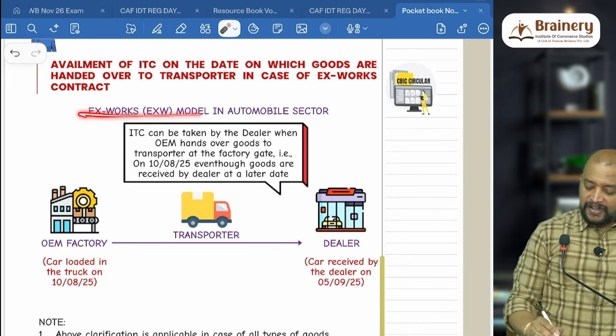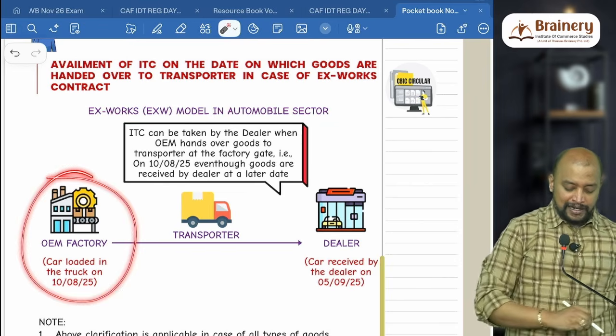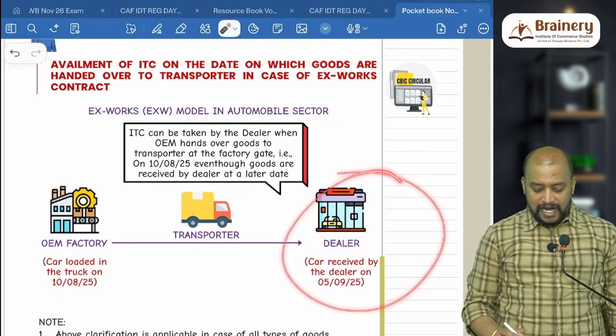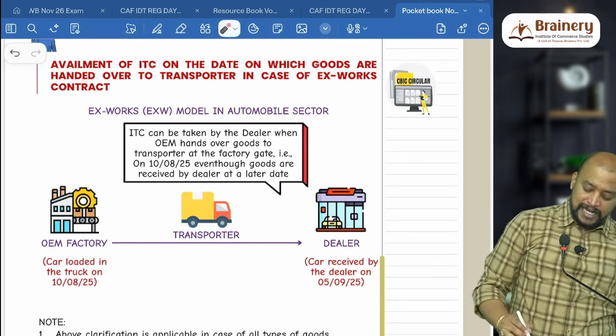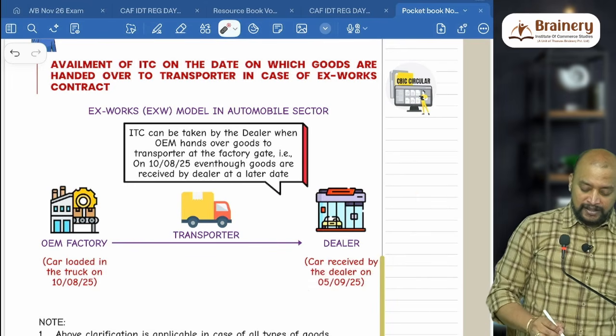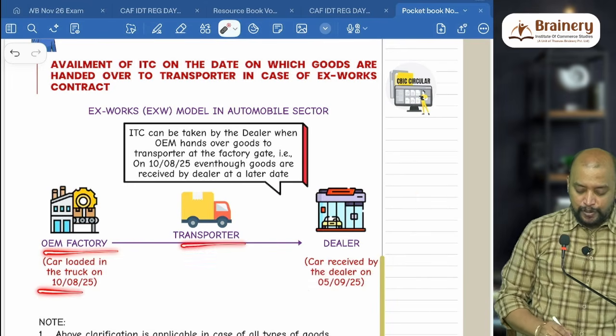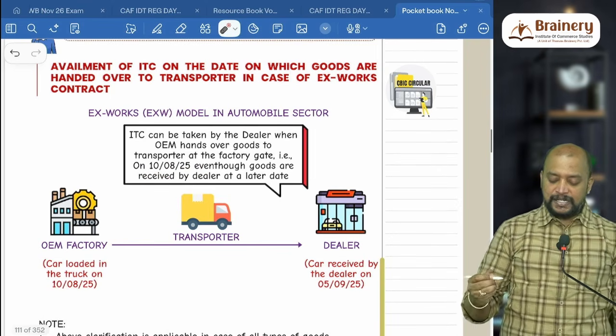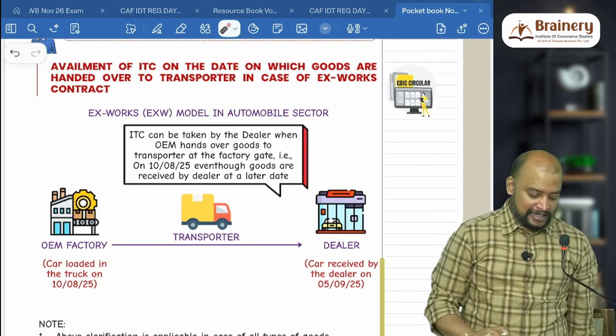So in case of ex-works model, OEM factory, car loaded in the truck on 10/8 and the dealer received the car on 5/9. Even though he actually received it on 5/9, the goods are handed over to the transporter on 10/8. So 10/8 itself will be taken as the deemed date of receipt by the dealer and they can take ITC in this case.